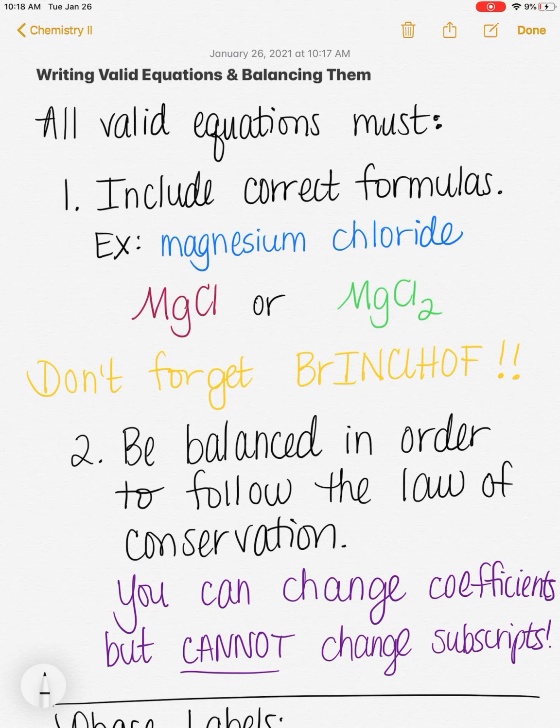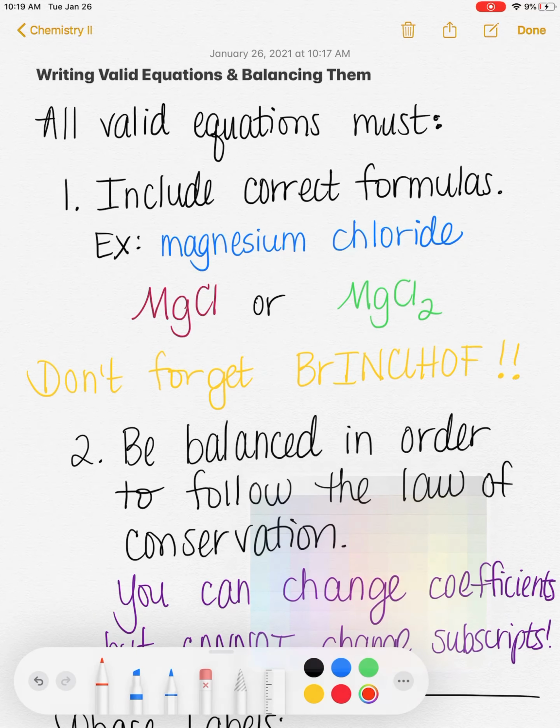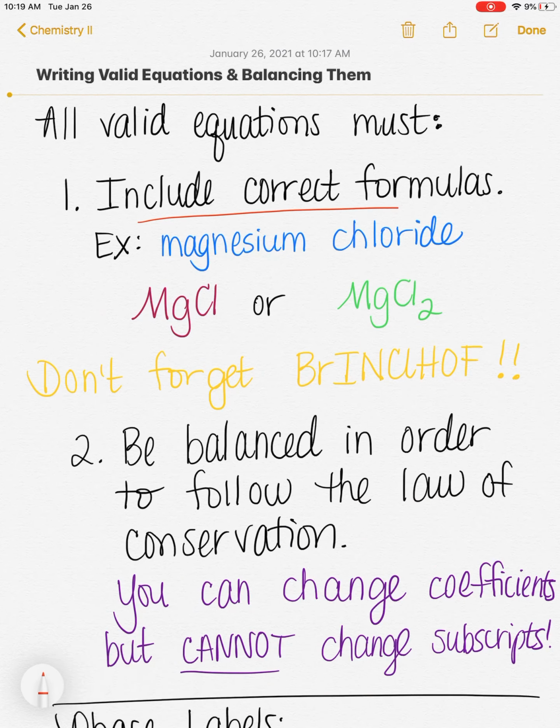So just because you could write something on paper in chemistry doesn't make it valid. In order for an equation to be considered valid, it has to satisfy two requirements. First of all, it has to include correct formulas. What I mean by this is, let's say the problem said you were working with magnesium chloride, and you were torn as to whether you should write MgCl or MgCl2. Which one would be correct?